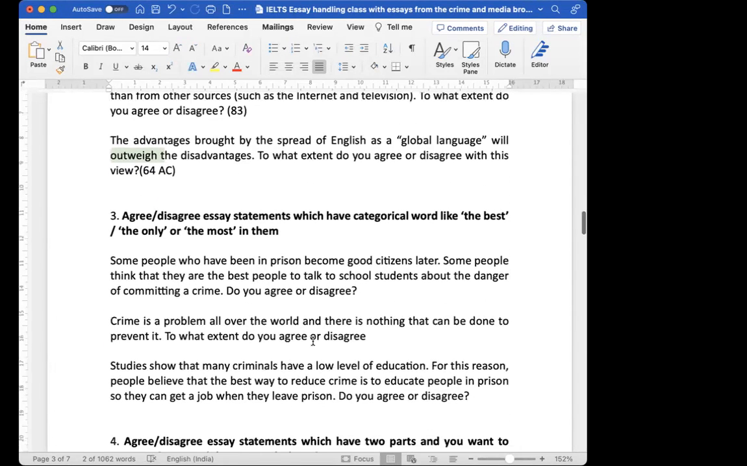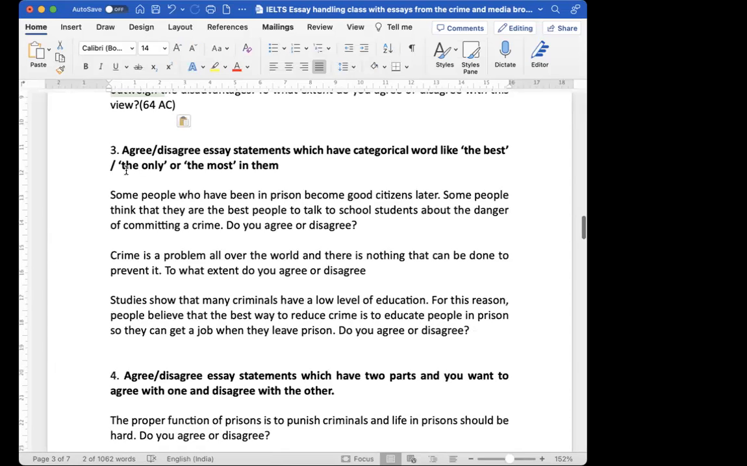So this is it. Then there is a third type of agree disagree essay in which there is a categorical word like the best, the only, the most. Okay. अब ये categorical words होते हैं. When there are such words in the essay, it's very easy to disagree. But disagree with a concession easy हो जाता है.